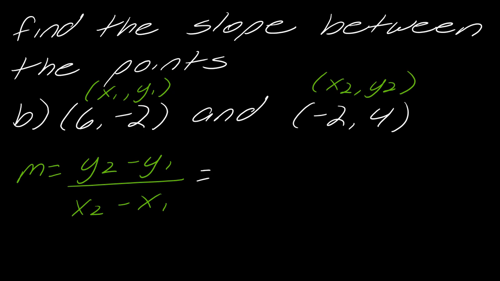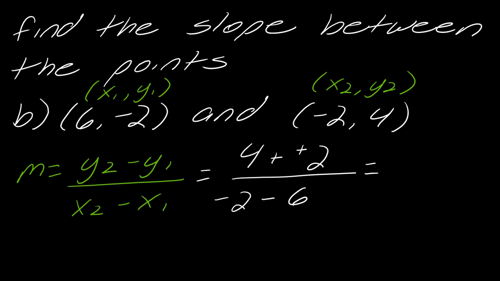Okay, so I'm going to have 4 minus negative 2 over negative 2 minus 6. I've got that negative and that negative, so that'll just turn the whole thing into positive. If I do the math here, this is going to be 6 over negative 8, which simplifies to negative 3 over 4. That would be the answer in this case. And if you flip-flop these, you would still get negative 3 over 4.